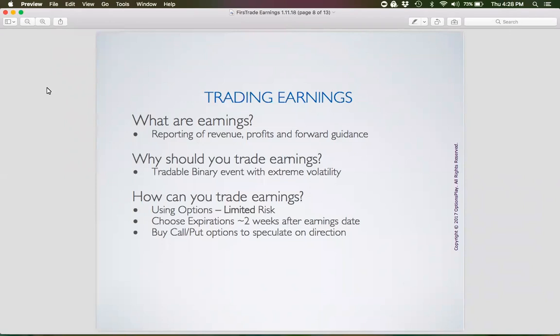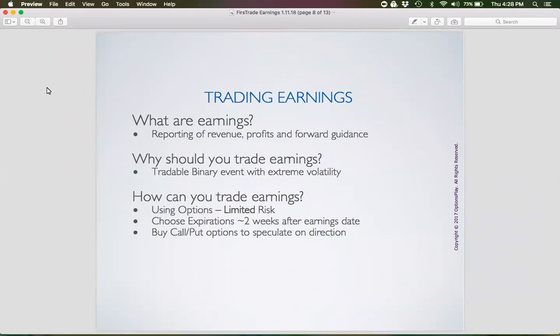So if you're looking to potentially take a bet and make some money very quickly, earnings provides that catalyst, or that binary event, that gives you the volatility to potentially make a short amount of profits in a short amount of time. However, that also means that you have a high amount of risk in a short amount of time. So that's why we want to take a look at how we can trade earnings effectively.